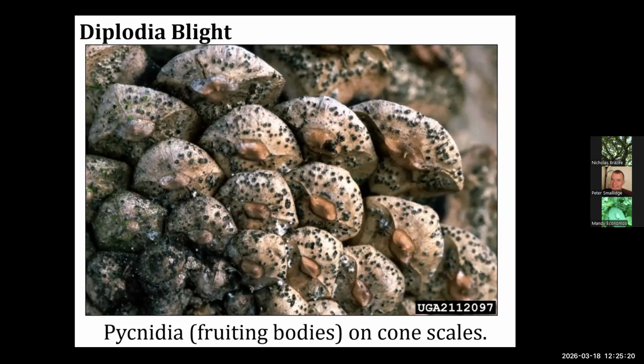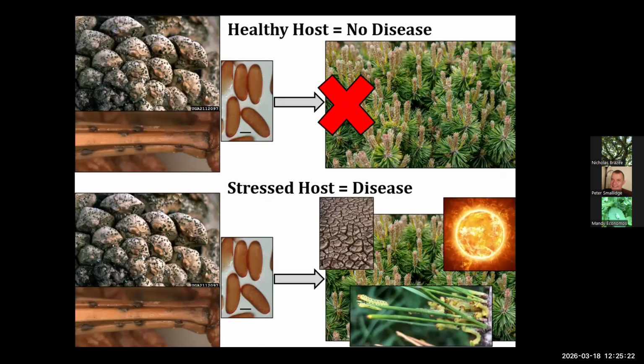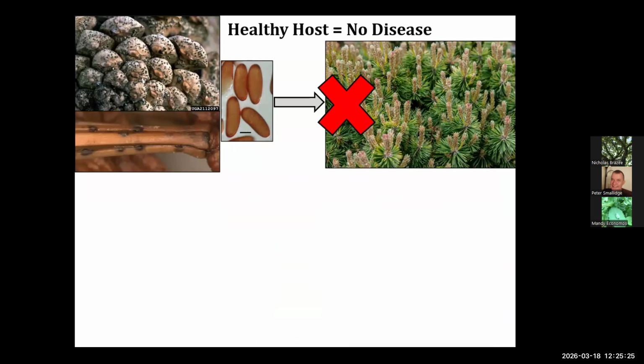Okay, so we love to simplify things. We do that all the time. We take these organisms, we put them into their bins, and we have these kind of preset ideas of how they operate. And one of those is that when we have a healthy host, it is able to resist disease. So we have our Diplodia inoculum, we've got infected needles and cone scales, and they're pumping out all these spores and they're close to a susceptible pine, but it's healthy. So it restricts disease development.